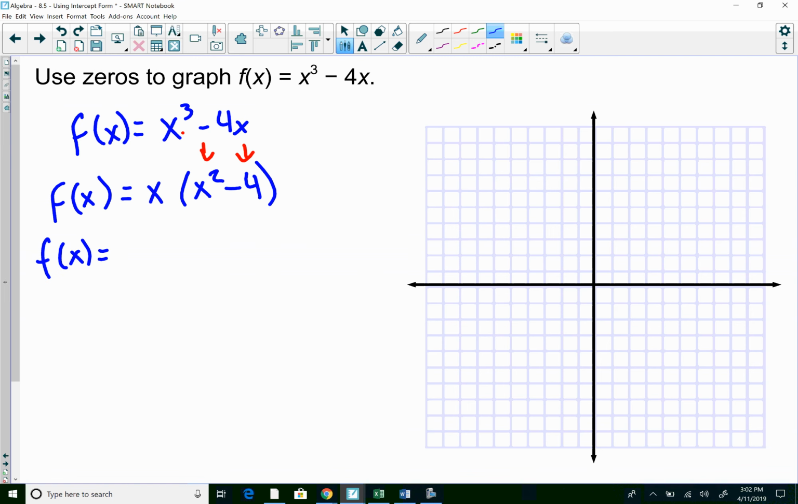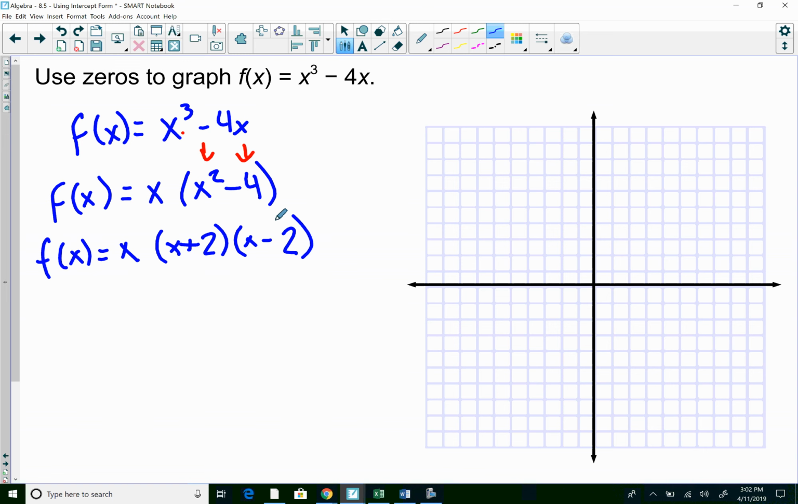f of x equals x. Let's factor this x squared minus 4. Remember, x squared should be x times x. I've got a 4 here. How can I come up with 4? That'd be using 2 and 2. We have no middle term, so they have to have opposing signs.